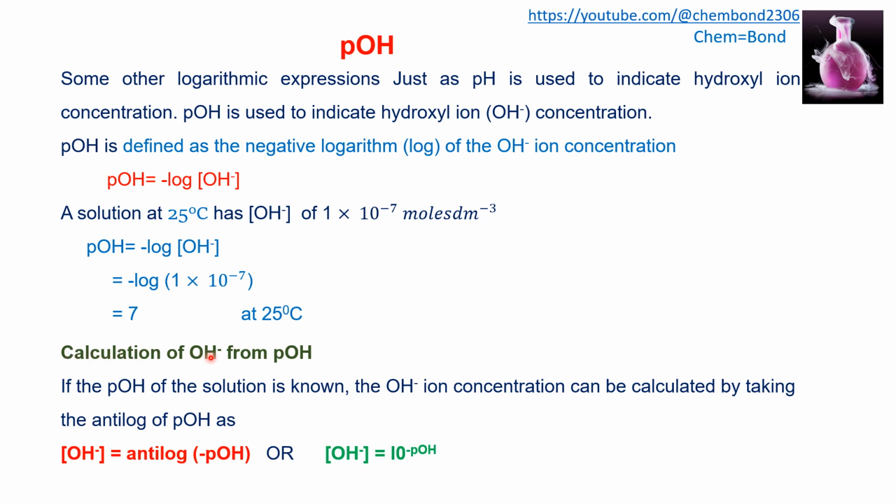Calculation of hydroxide ion from pOH. Just like pH and hydrogen ion, the hydroxide ion concentration can be calculated from pOH by taking the anti-log of pOH. So the hydroxide ion concentration is equal to anti-log of minus pOH.